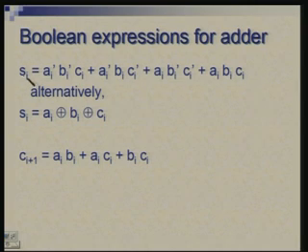One possible realization is shown here, in fact, two. S I can be expressed in sum of product form with A I, B I, C I as the inputs. In a more compact form, you can write this as an exclusive OR of A I, B I and C I. C I plus 1, on the other hand, is also of a simpler form, in sum of product form of three terms.